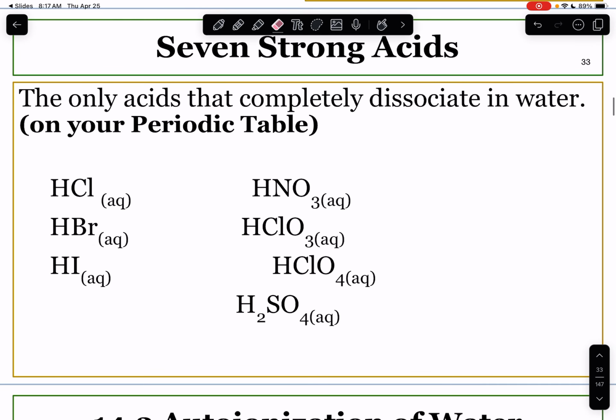There are 7 strong acids, and they are listed on your periodic table. We have hydrochloric acid, hydrobromic acid, hydroiodic acid, nitric acid, chloric acid, perchloric acid, and sulfuric acid. All of these 7 acids lose the hydrogen ion completely. They completely dissociate in water. If you do not have an acid that is on this list, then you know the acid is a weak acid in the problem that you're looking at.